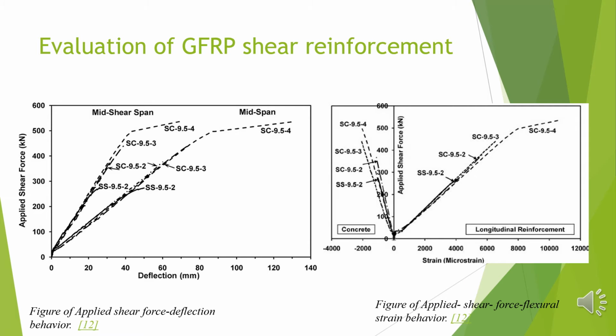According to the graphics, it's possible to find the difference between the two materials. In the first graphic, the behavior of the shear forces is very similar for the GFRP material and the steel. For example, the S is a GFRP material and the EC is the steel material. With the view of the force deflection, the behavior is very similar at the mean shear span.